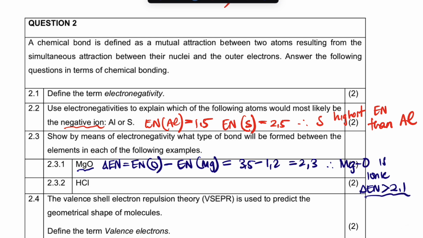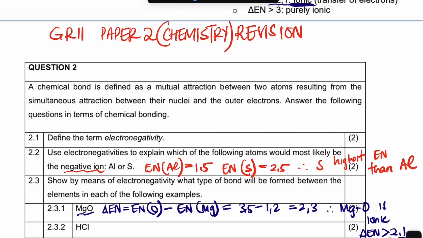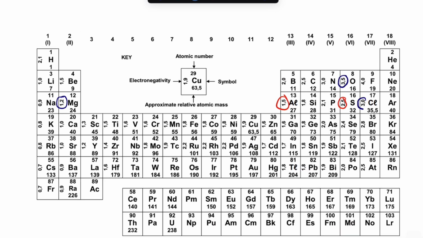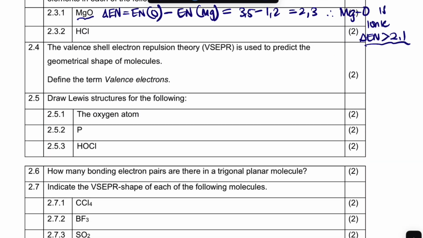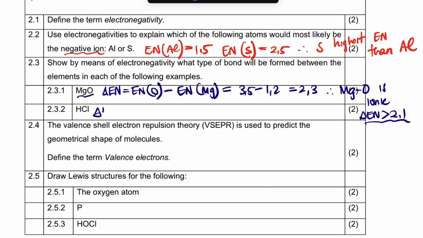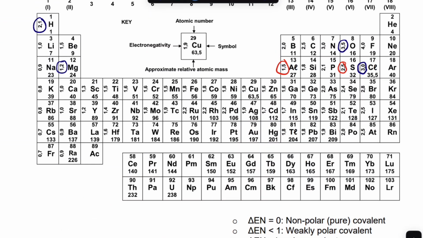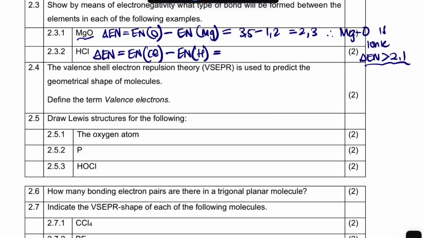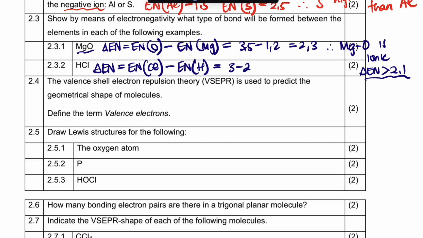Let's go to HCl. The H and the Cl, the one that is going to be bigger is going to be the Cl. The chlorine is 3, and the hydrogen is 2.1. So you do the electronegativity difference, the change, between the electronegativity of chlorine and the electronegativity of hydrogen. It's 3 and 2.1. 3 minus 2.1 is equal to 0.9.